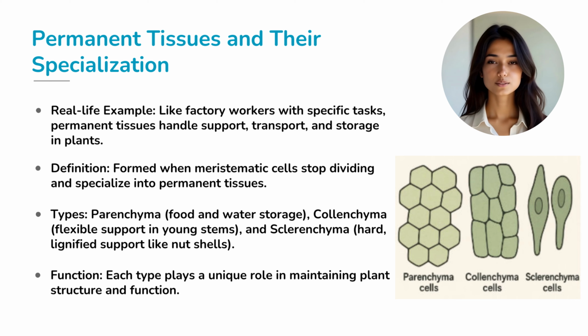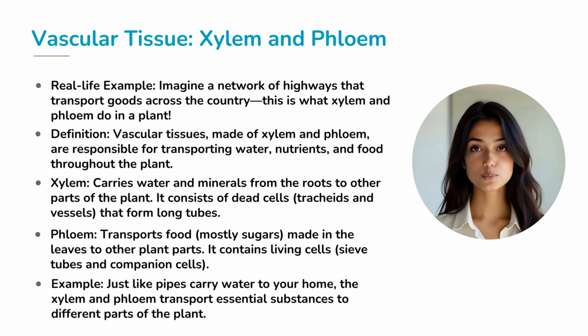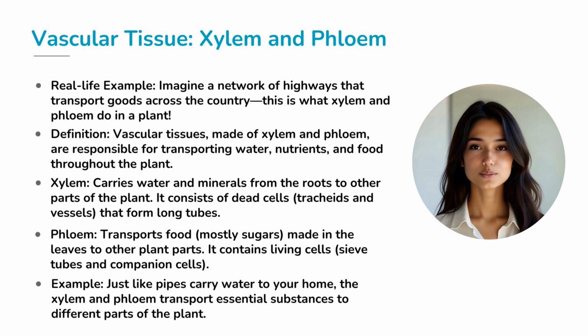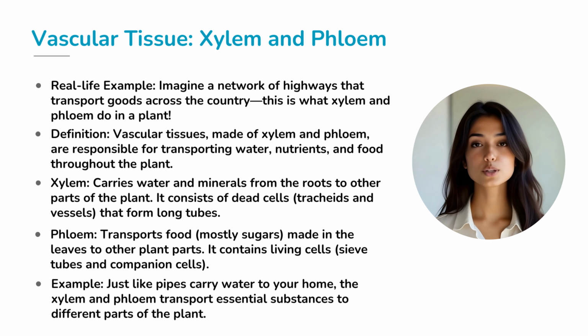Now, let's talk about the vascular tissue, the plant's transport system. Imagine highways that carry goods across the country. That's what vascular tissue does for plants. It's made up of xylem and phloem, two types of tissue that transport water, minerals, and food throughout the plant. Xylem is responsible for carrying water and minerals from the roots to the leaves, where photosynthesis takes place. It consists of dead cells that form long tubes.